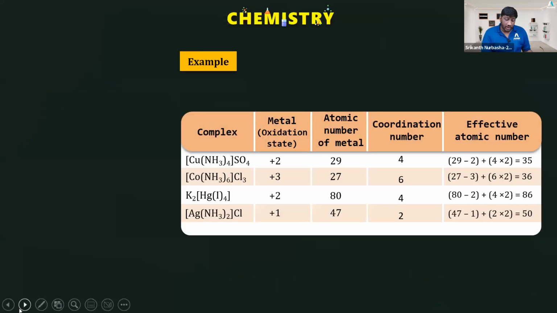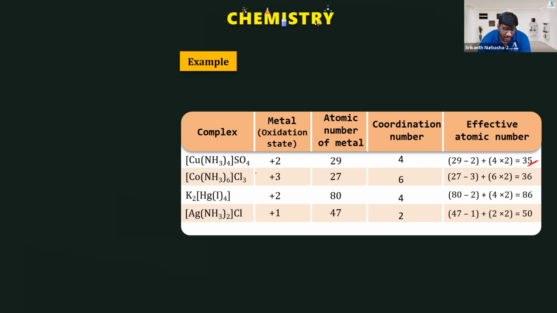Look at these, students. Any doubt? Cu(NH3)4SO4, just now we have figured out: metal oxidation state is +2, atomic number of the metal is 29, coordination number is 4. Effective atomic number is 29 minus 2 plus 4 into 2, that is equal to 35. We apply the EAN rule not only for carbonyls; for any compound we can apply it. But mostly, people talk about metal carbonyls.